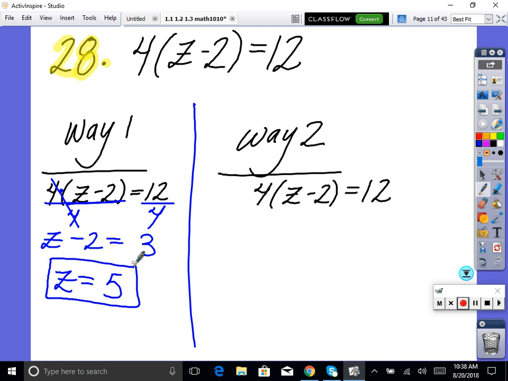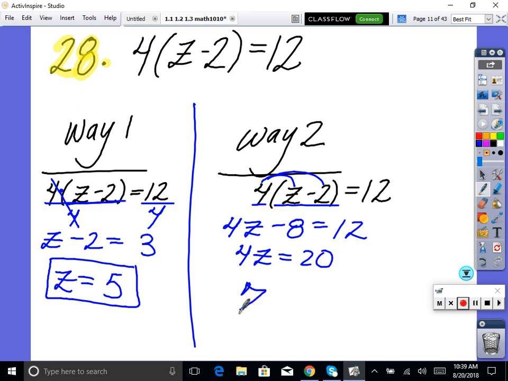Okay, what's way number 2? Distribute, correct? So you have 4 times all that stuff. I would make sure I distribute it. 4z minus 8 equals 12. You'd add 8 over. So you'd have 4z equals 20. So z, divide by 4, so z equals 5. Either way is correct. Everybody good? I don't care how you do it. I just want you to see things.